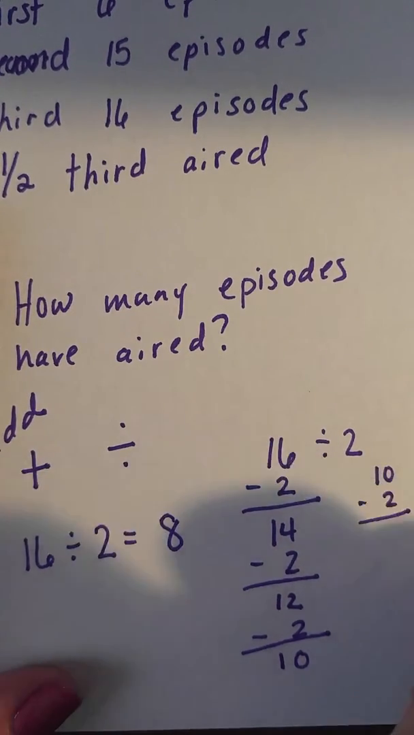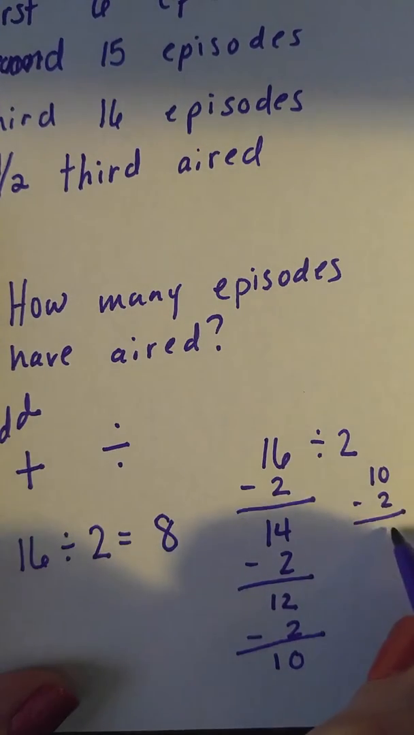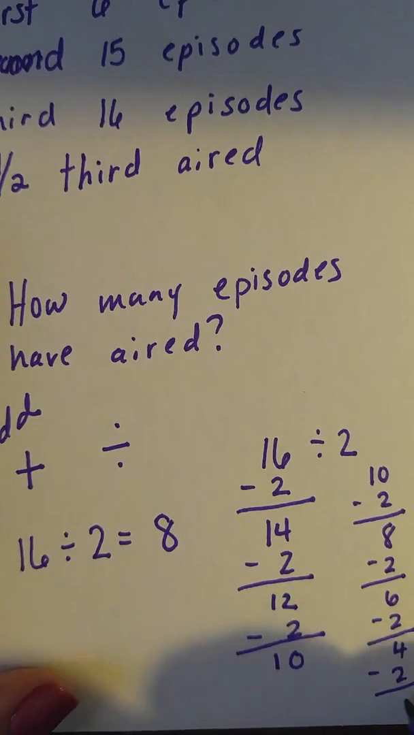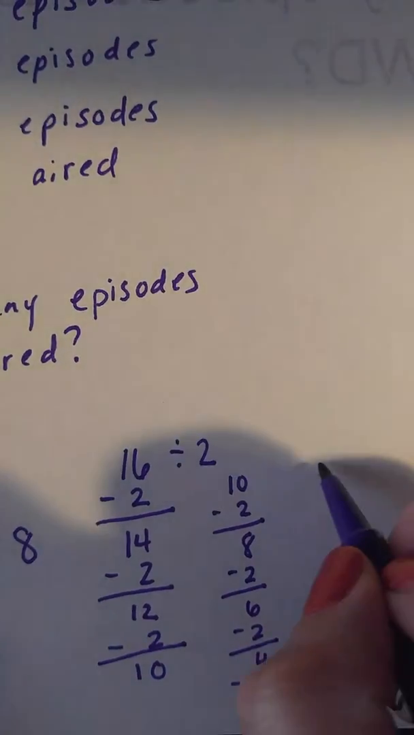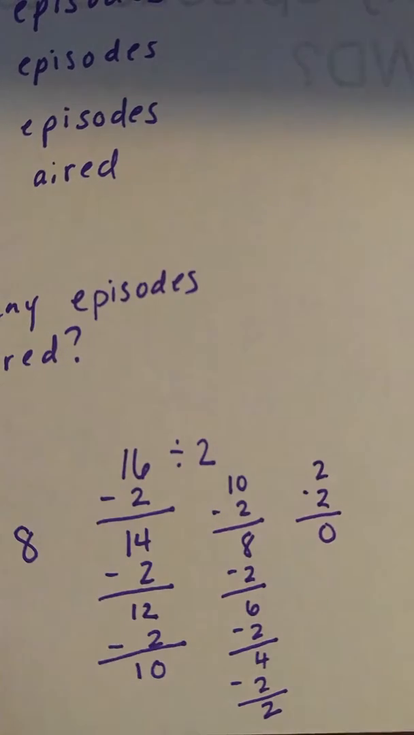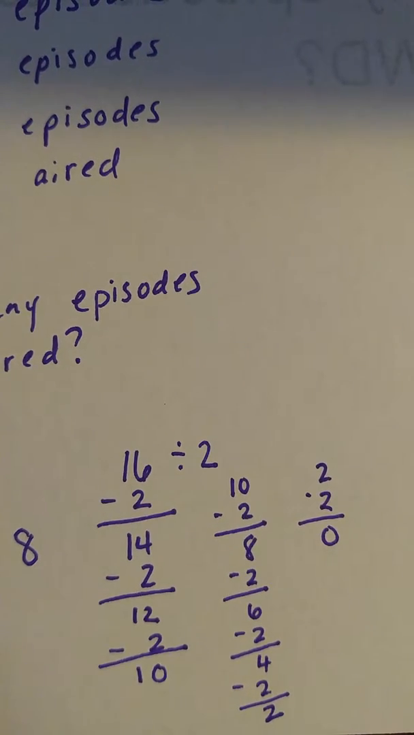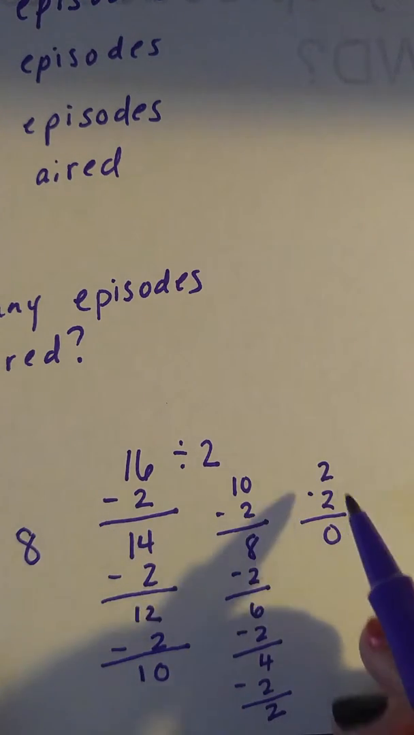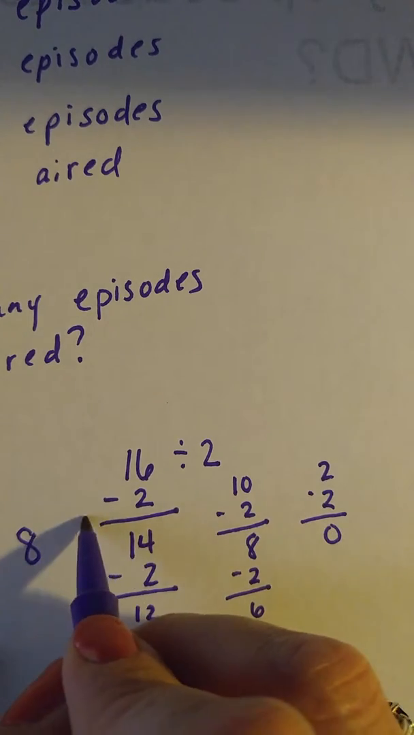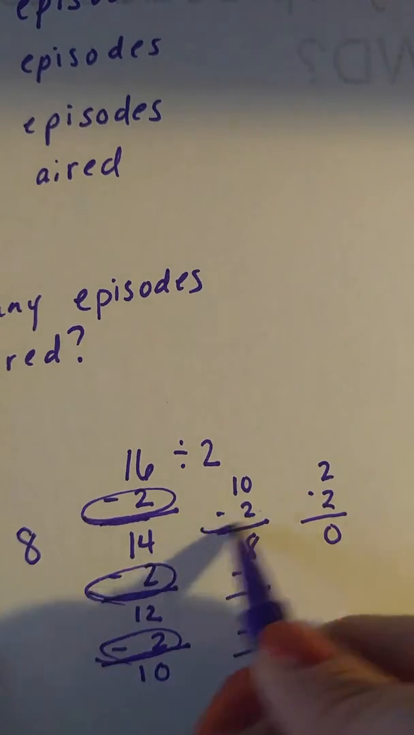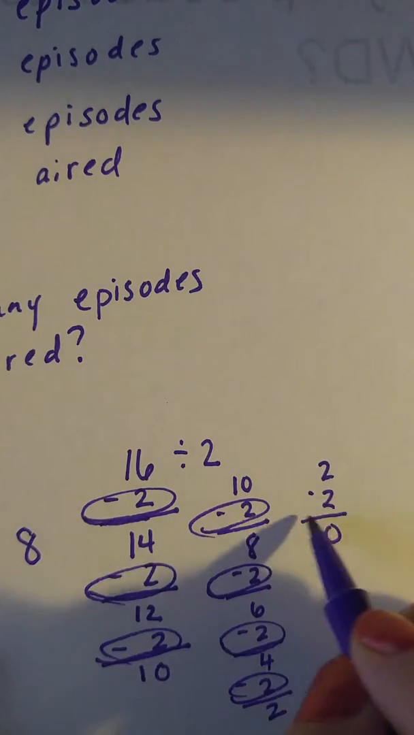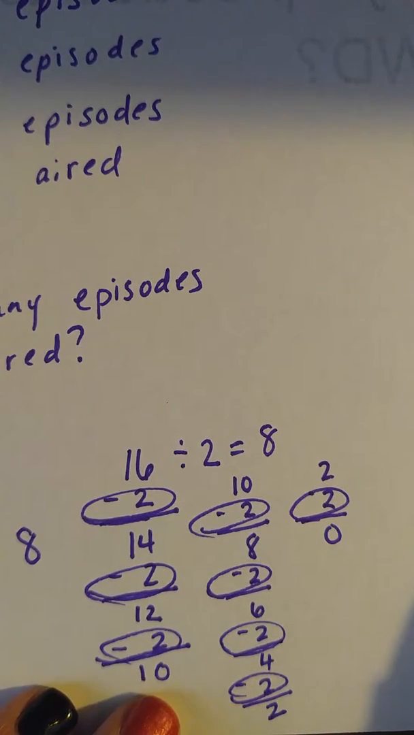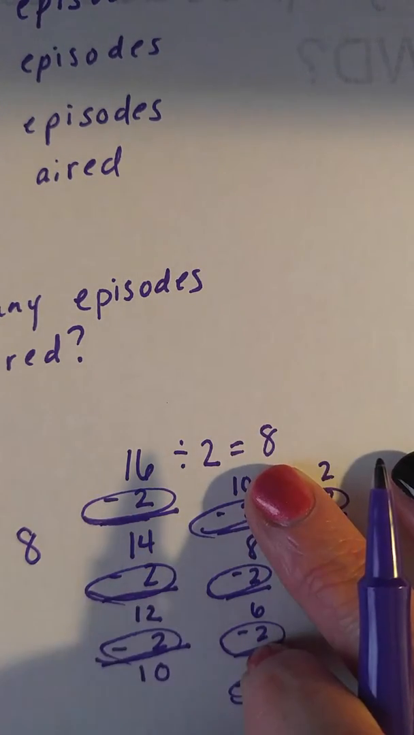16 minus 2 is 14, minus 2 is 12, minus 2 is 10, and we just go until we get to 0 or get as close to 0 without going over. Minus 2 is 8, minus 2 is 6, minus 2 is 4, minus 2 is 2. And then 2 minus 2 is 0. So I got to 0. And now I'm going to count how many minus 2's I had to tell me what my answer is. I circle them so I don't make a mistake, because over here I've got a couple of 2's. I don't want to count the 2's. I'm going to count the minus 2's. 1, 2, 3, 4, 5, 6, 7, and 8. So 16 divided by 2 is 8. So that is a strategy that we actually do teach. So I know that 8 episodes of the third season have aired.